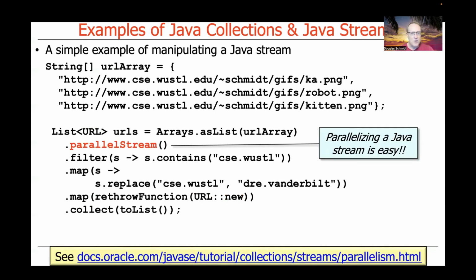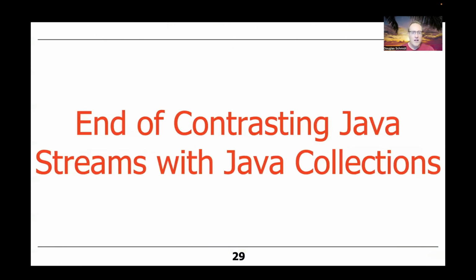Another nice thing about using streams is making this run in parallel is absolutely trivial. We just replace .stream with .parallelStream. Now, obviously, in this particular example, that's wildly overkill. There's no need to use parallel streams for 3 elements. But imagine we had a much bigger set of input. We might get a win from doing this in parallel. So that's the end of the discussion contrasting Java streams with Java collections.